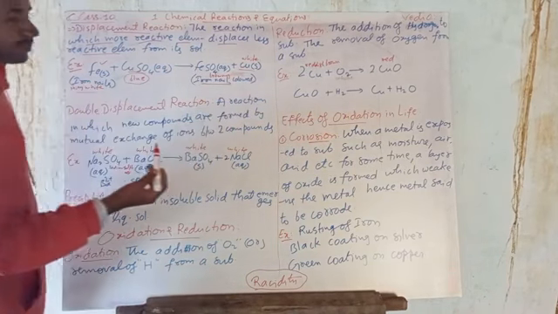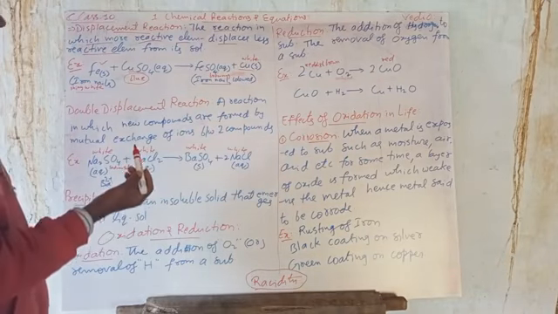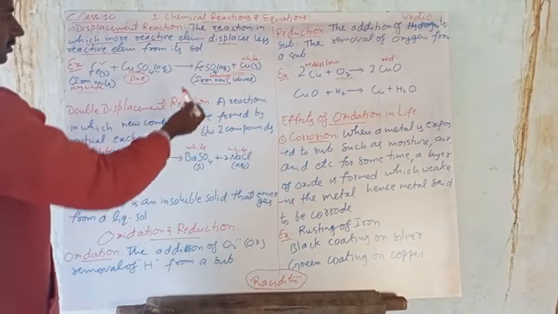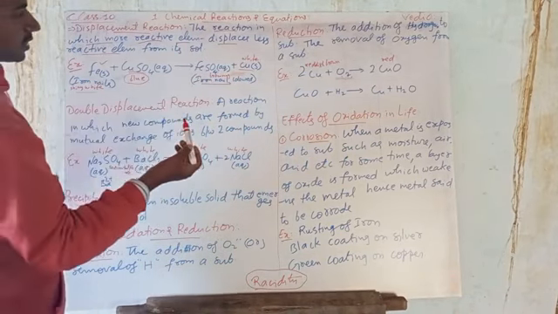Plus copper. Copper is in white color. Ferrum sulfate is brownish color, and copper sulfate is blue color. Iron nails are in shiny white color.